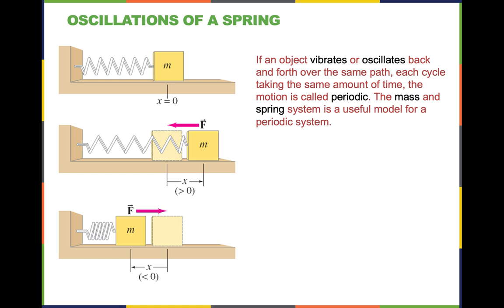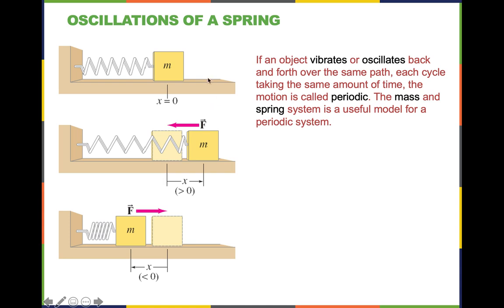So, oscillations of a spring. We've dealt with springs in the earlier chapters, and you'll see one or two equations that are similar to the ones that we dealt with before. Here, an object vibrates or oscillates back and forth over the same path, each cycle taking the same amount of time. The motion is called periodic. The mass-spring system is a useful model for a periodic system.